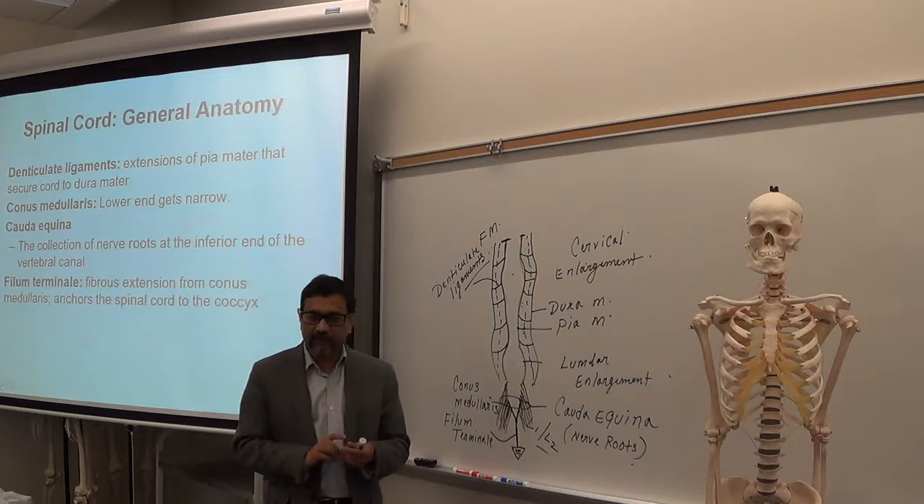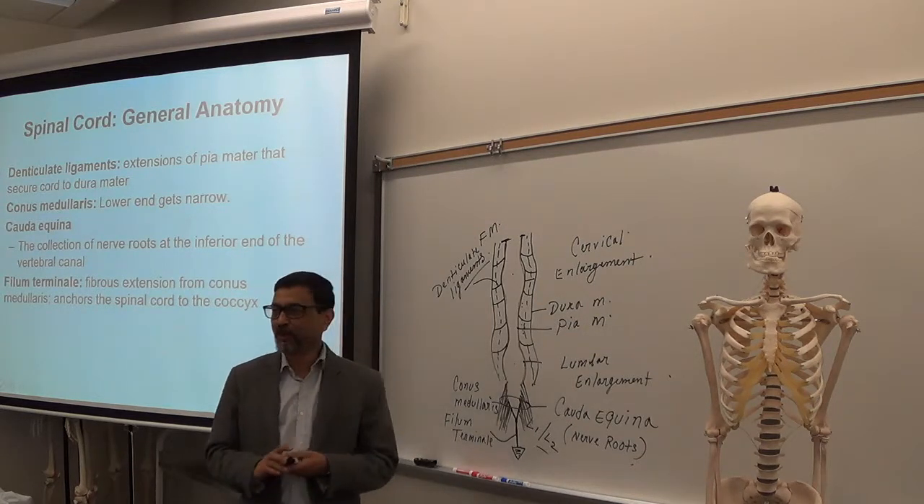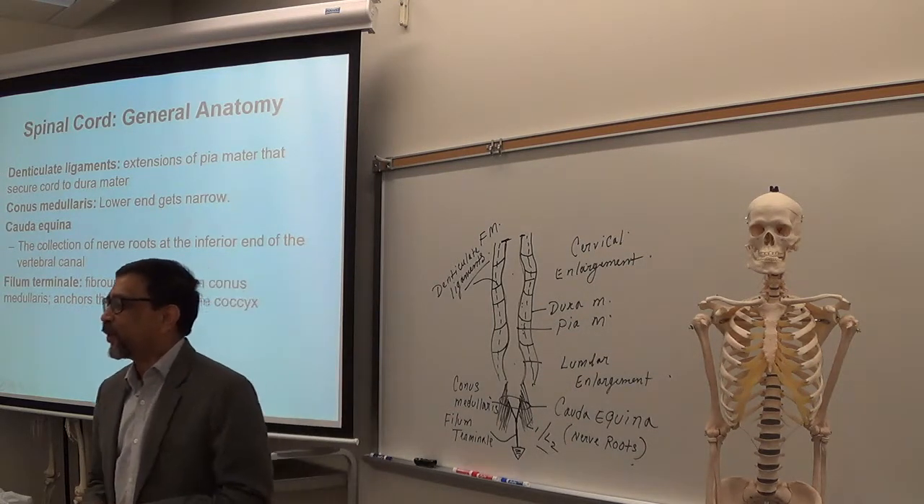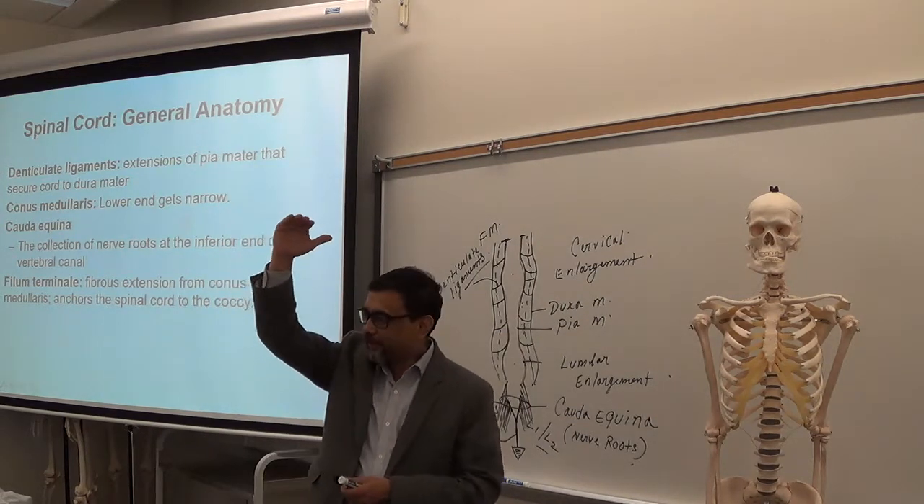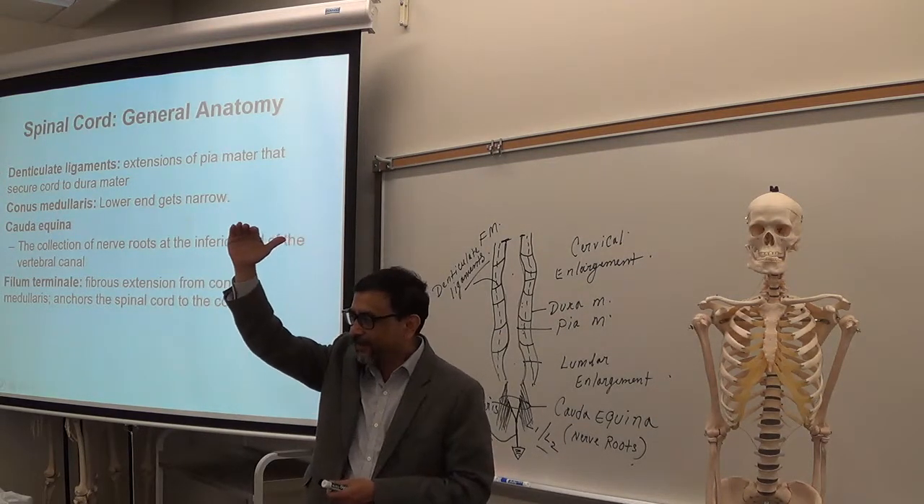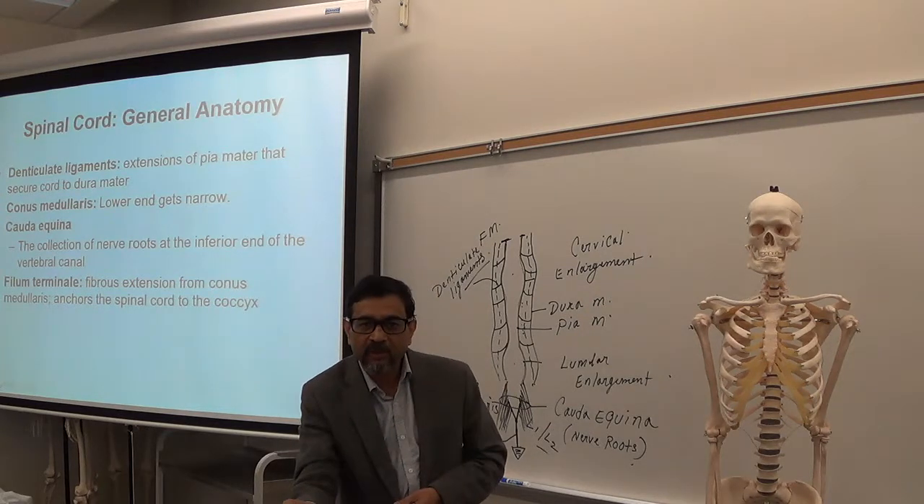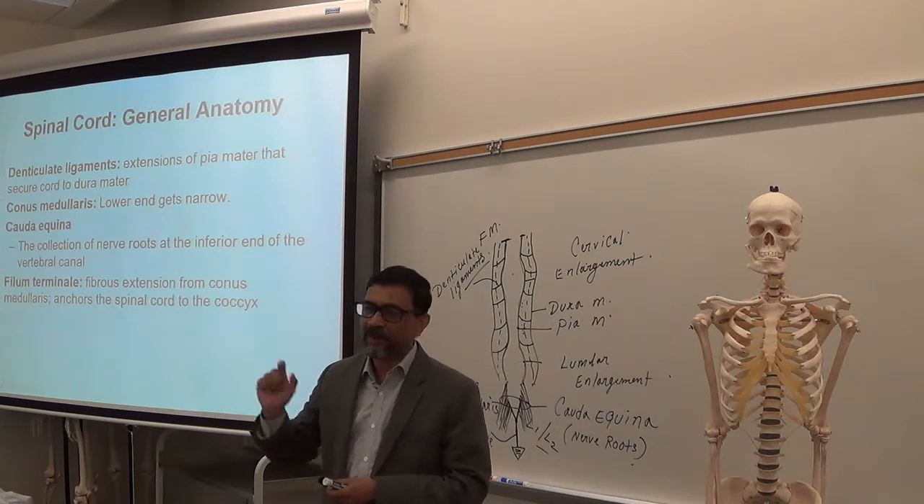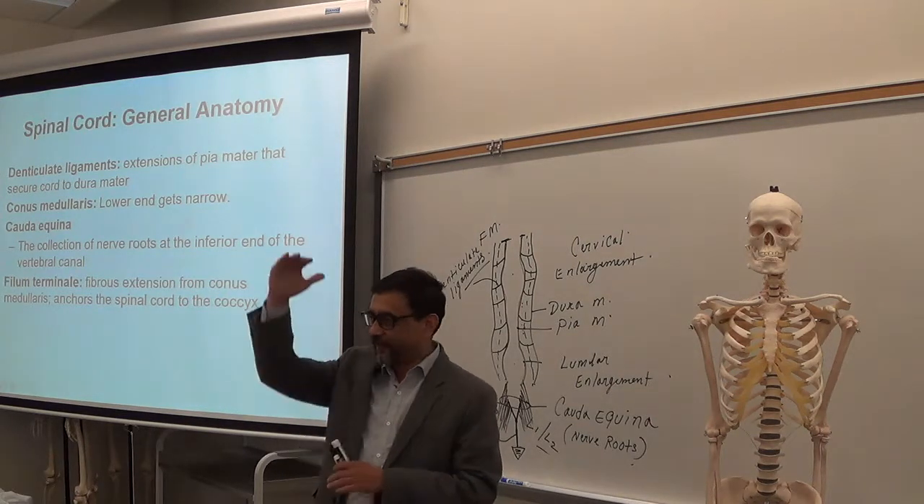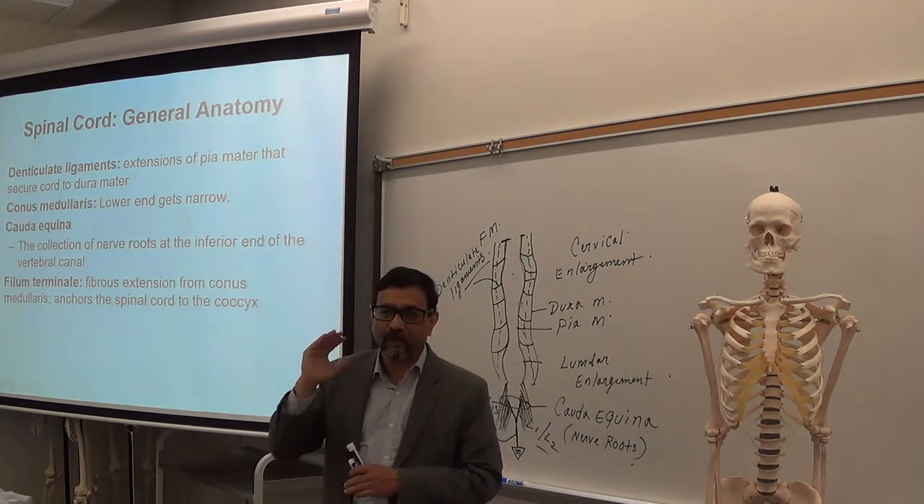So let's quickly review to see how good your memory is. Spinal cord upper end is where? At the foramen magnum, right? And lower end goes down to lumbar 1 or sometimes lumbar 2. So that's the extent, upper end and lower end.